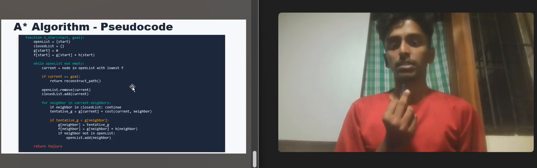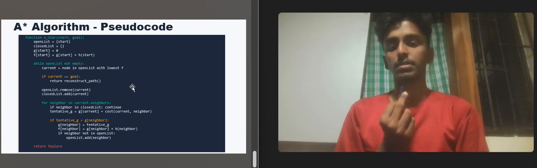This is the pseudocode of A star algorithm. It shows how we maintain open and closed list, update cost, and select the best node at each step. This helps in implementing A star in programming languages.